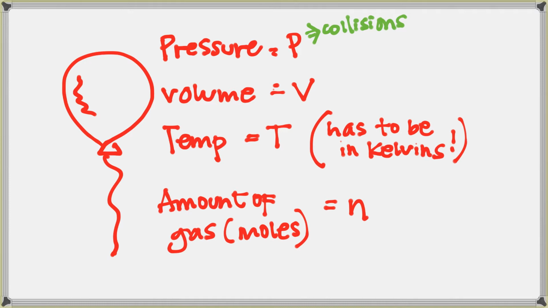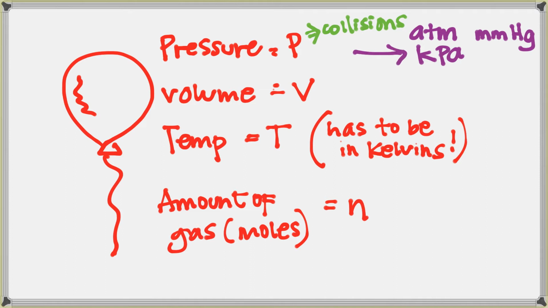Now, how would you know if you're looking at a number that is pressure? Well, there are several units for pressure. It either is going to be in atm, or atmospheres. It can be in kilopascals, or kPa, or it's going to be in millimeters of mercury, or mmHg. So those are the units for pressure.